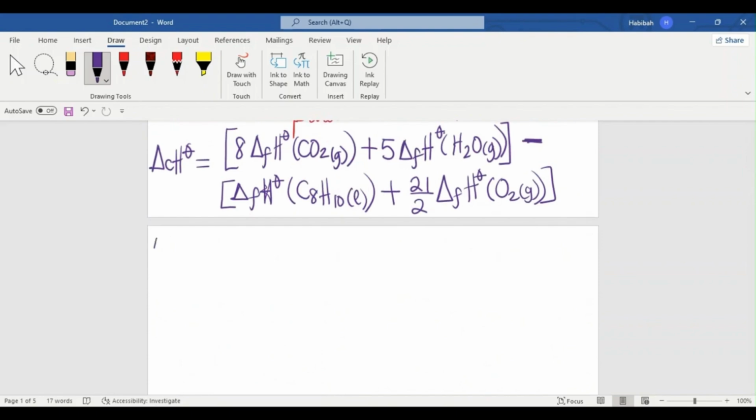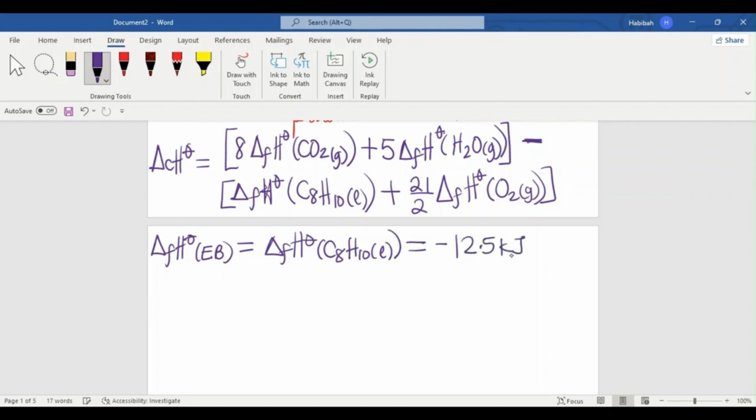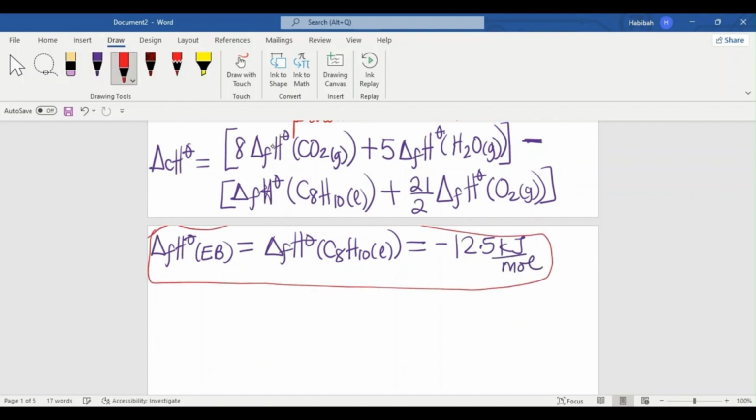So that would be the standard enthalpy for EB here, the same thing as the standard enthalpy. If you look at your question again, C8H10, liquid, all of that information is negative 12.5 kilojoule per mole. I'm just rewriting it so that on this part of the question, you'll be able to know what you're doing. So now let's go on to input the information and to substitute.